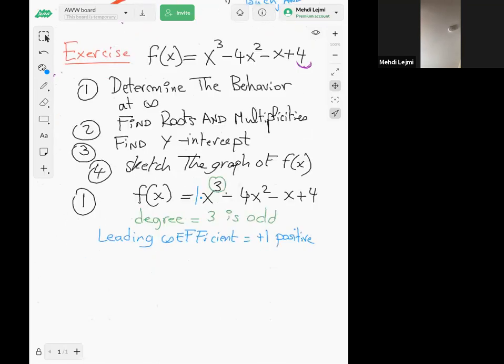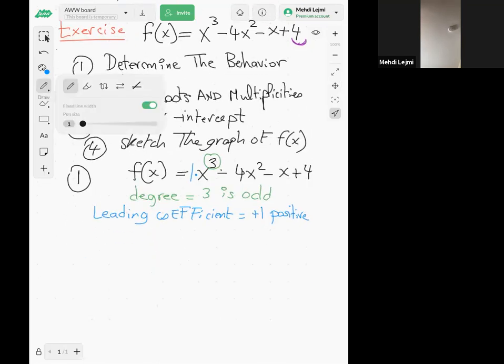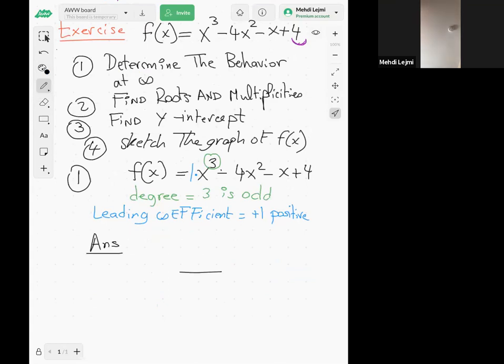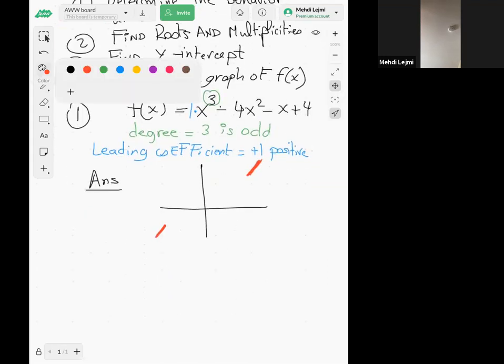So the answer would be, you start down here, and at positive infinity, your graph is going to be right here. All right, so this is the same behavior as our previous example. Okay, next, now number 2. So we have to find the roots and the multiplicities, right?